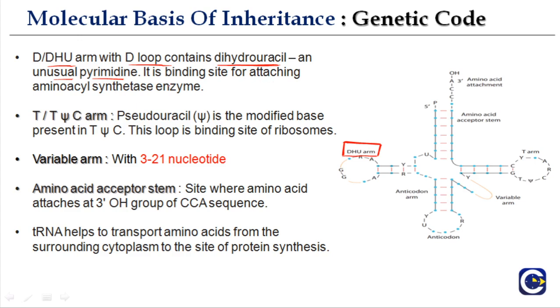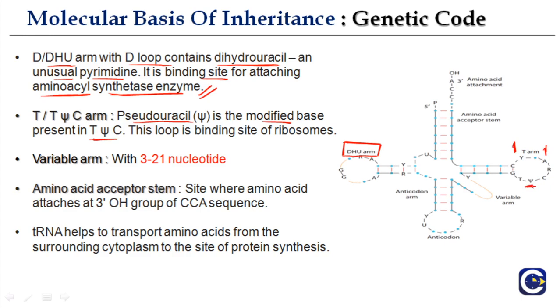It is the binding site for attaching the aminoacyl synthetase enzyme, and this enzyme again helps in translation. We will look in subsequent parts in more detail at what this enzyme is doing. But for now, it is important that the D loop contains dihydrouracil, which is an unusual pyrimidine, and it is the binding site for aminoacyl synthetase enzyme. The next is the T/T pseudo-C arm. Pseudouracil is the modified base present in this arm.